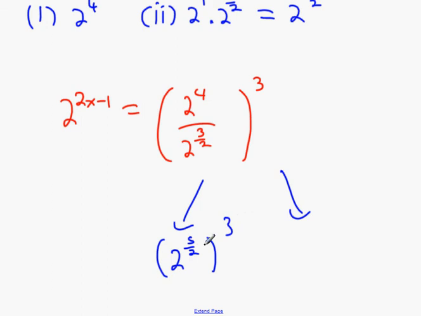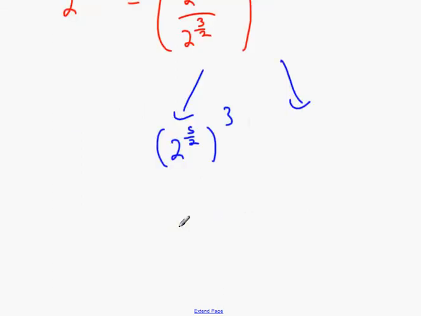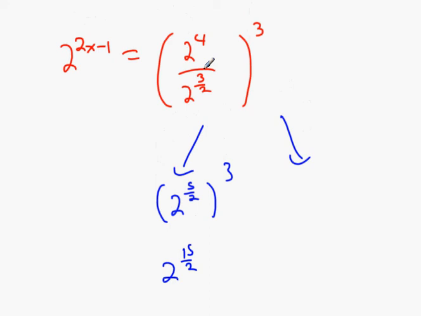What's 2 to the power of 5 over 2, to the power of 3? 2 to the power of 15 over 2. That's one way of doing it. You did what was in the brackets first, and then you used the power of 3 afterwards. Does that make sense? Yeah.